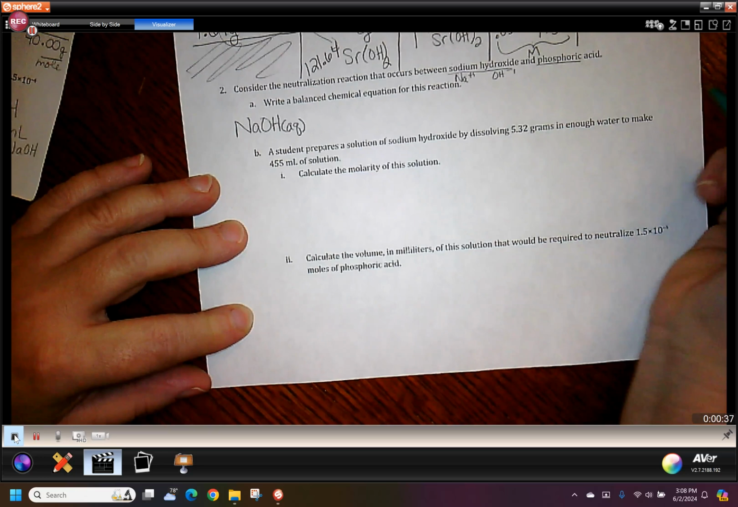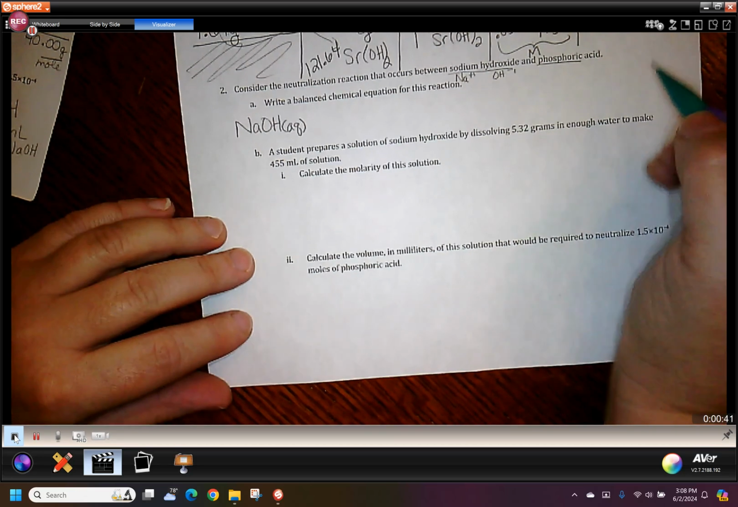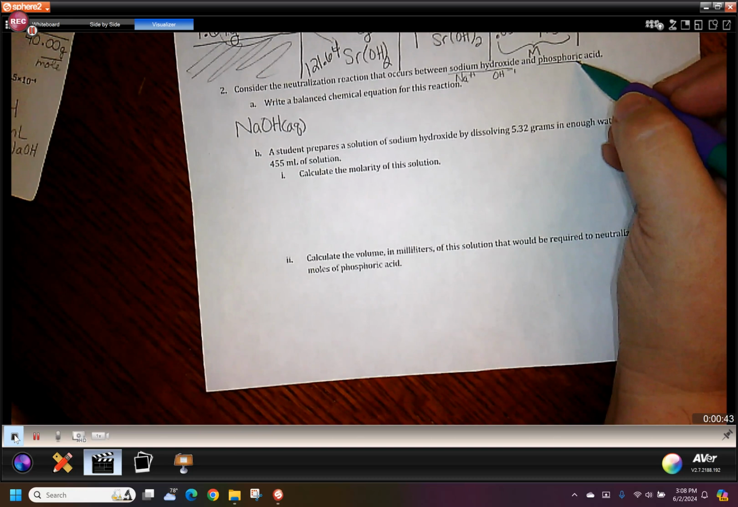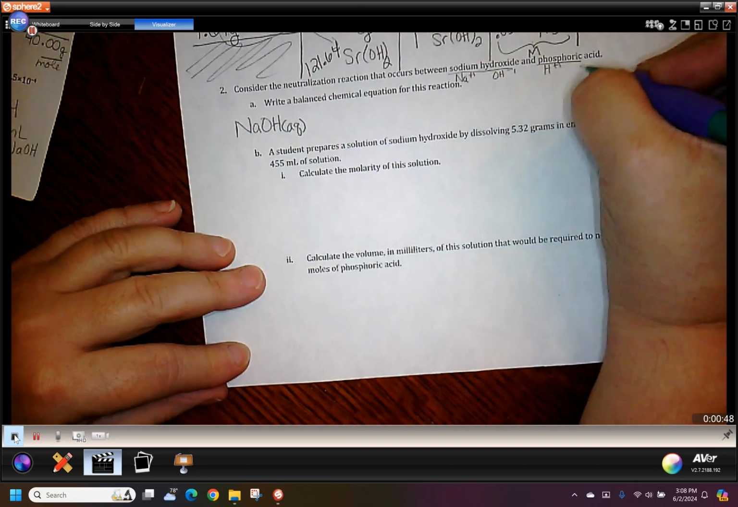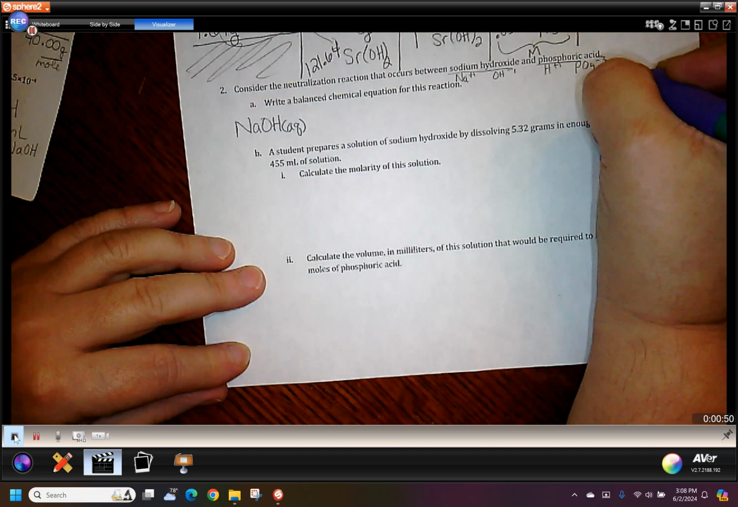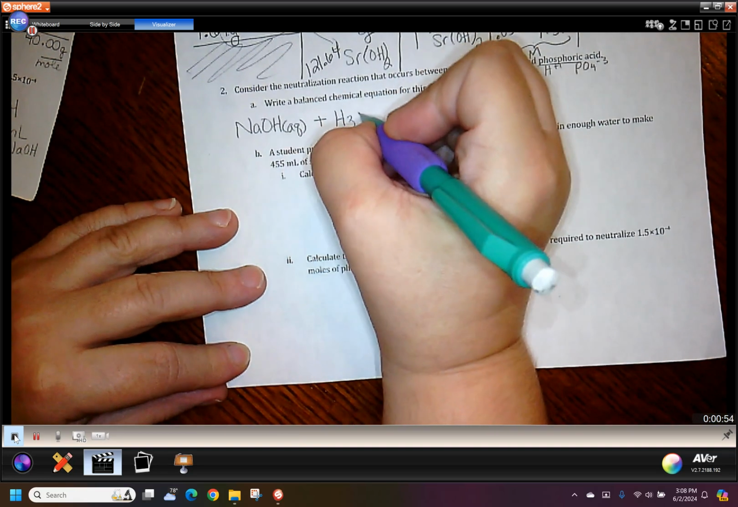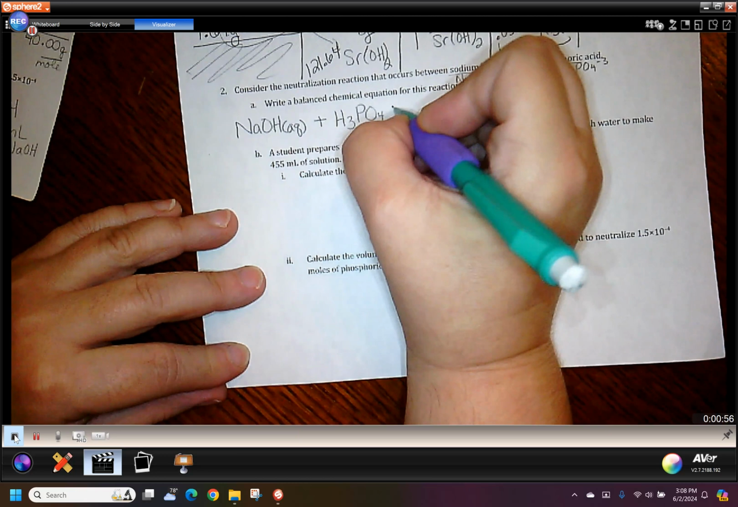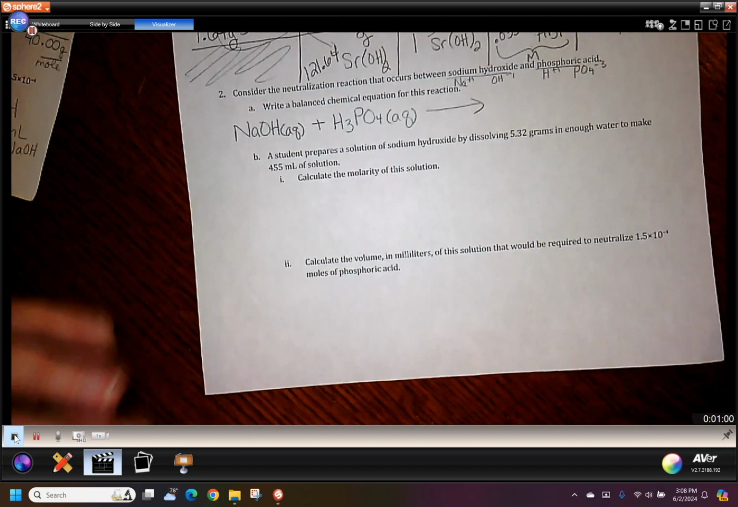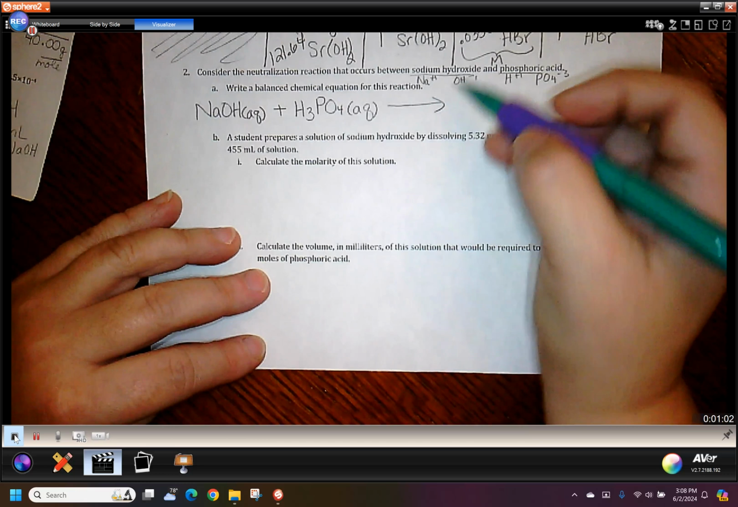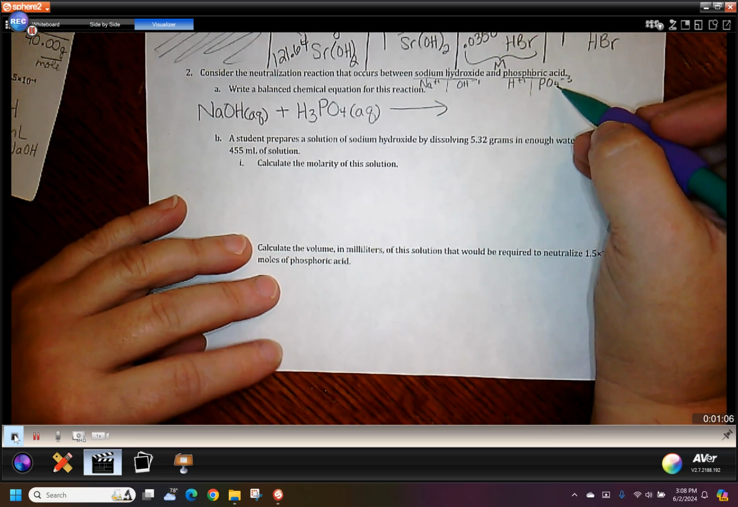Phosphoric acid, there's no hydro, so I'm going to look at the back of the periodic table. Phosphoric used to be phosphate, so that's H plus 1, PO4 minus 3. Please remember that acids start with an H, so all your acids need an H. This is just a double replacement reaction, so my Na and OH get a divorce. My H and my PO4 get a divorce.